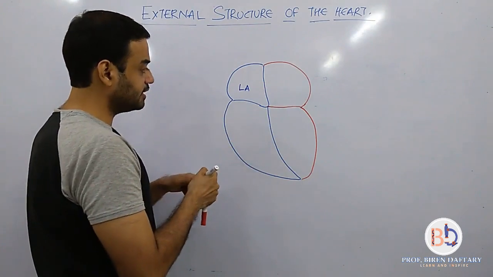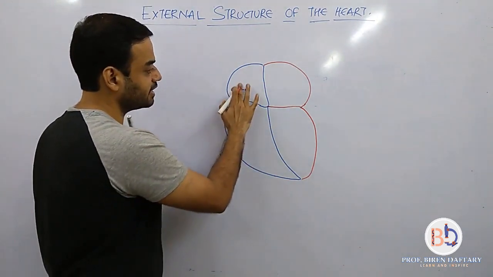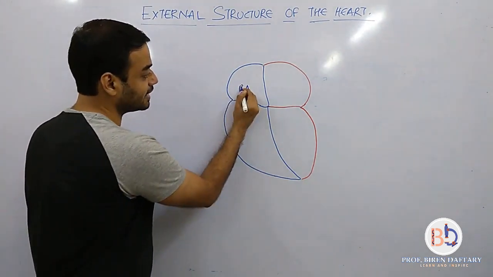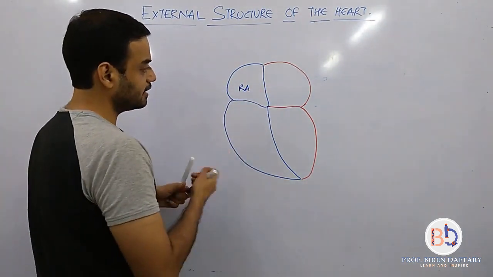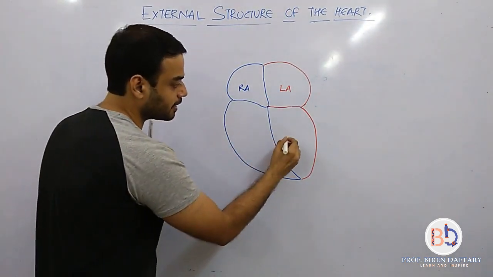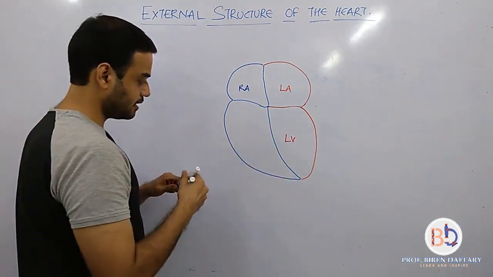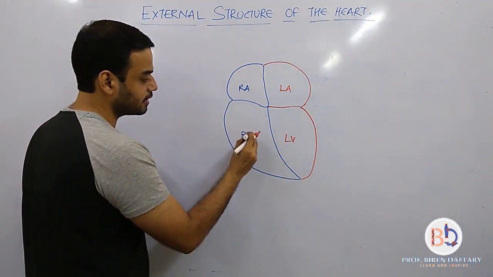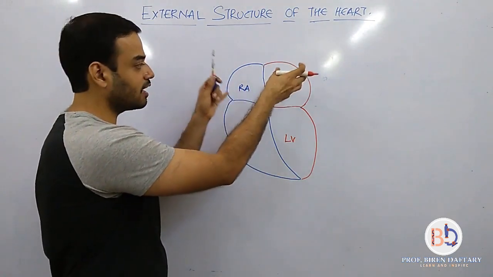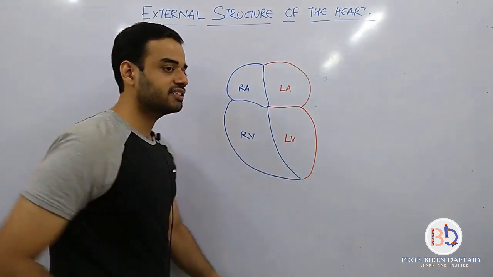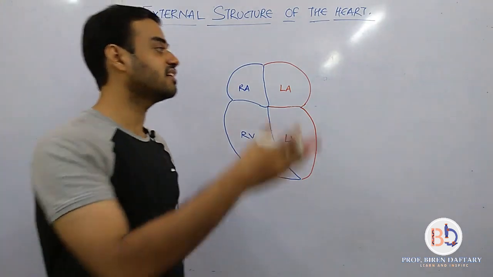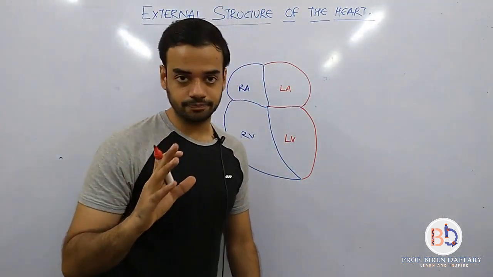Sorry, I made this mistake, so don't make this mistake. This is not the left atrium, this is the right atrium. This part is the left atrium. This part is the left ventricle, and this part is the right ventricle. So the superior chambers are the atria, the inferior chambers are the ventricles. That is the first thing you will have to describe if this question is asked: explain the external structure of the heart.